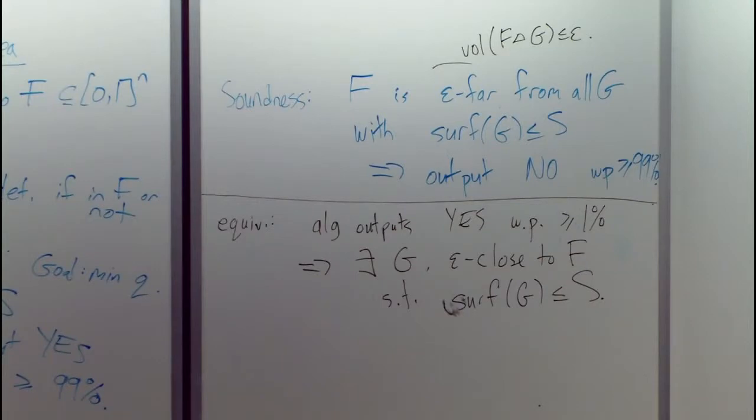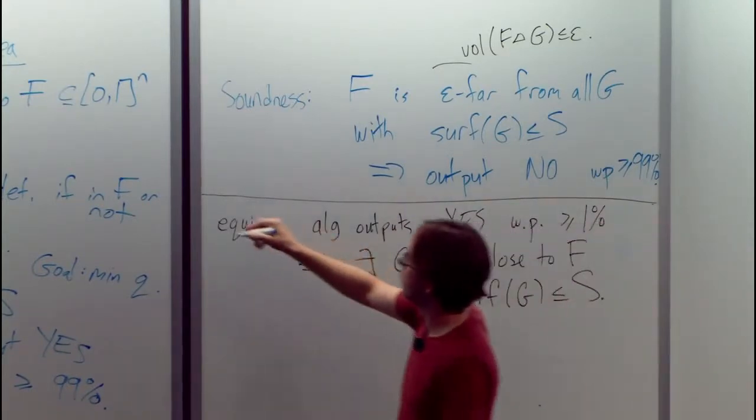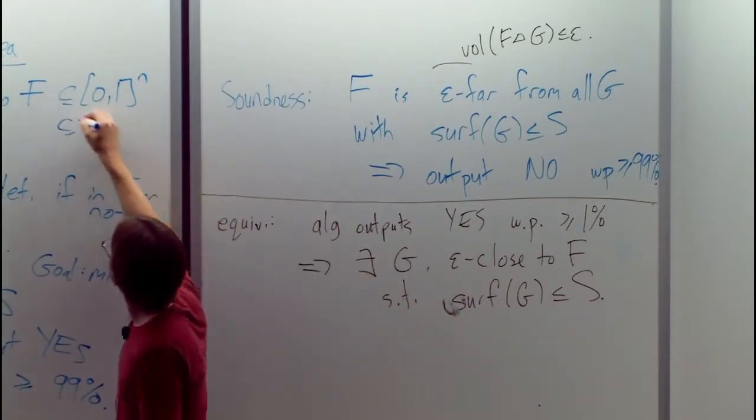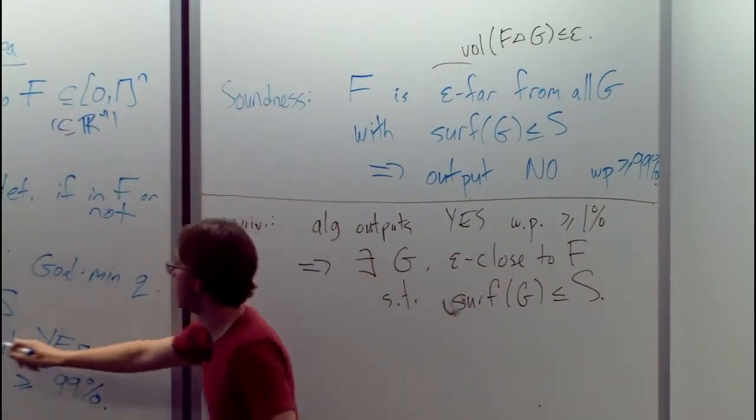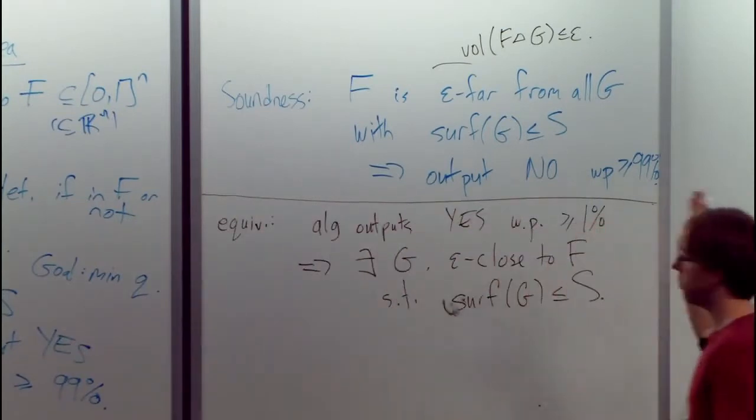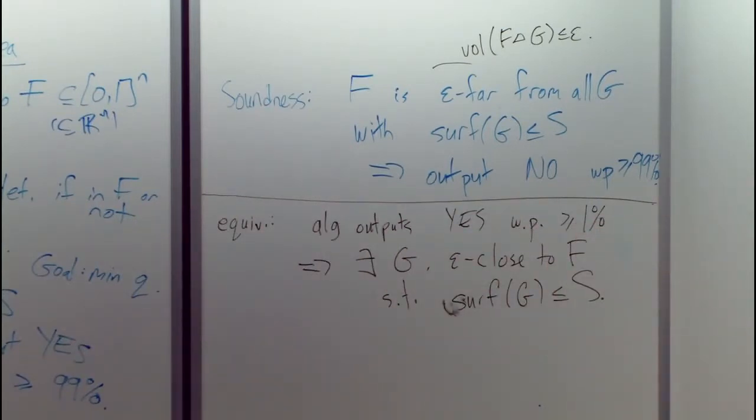Good. I should also add, we have results when F is just a subset of R^n and surface area is Gaussian surface area. But I'll just stick with the Euclidean case. Okay, any questions about the model?